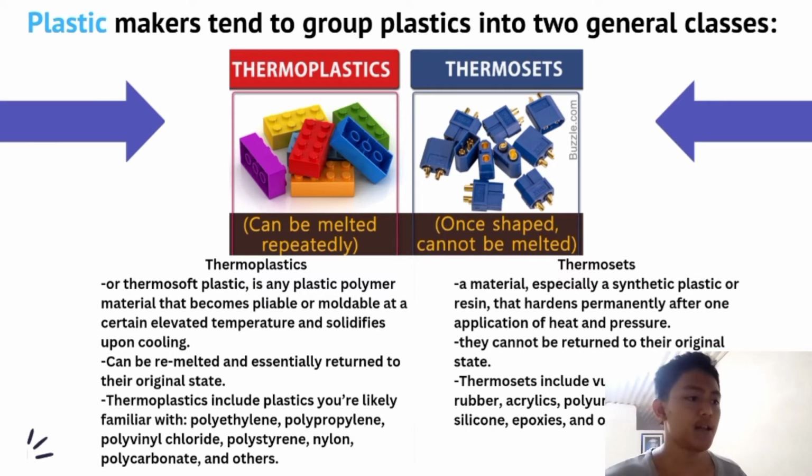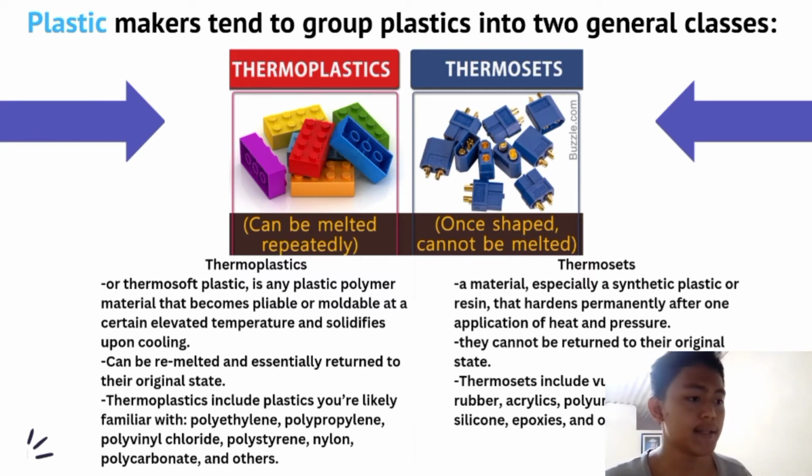So, plastic makers tend to group plastics into two general classes, the thermoplastics and the thermosets. So, thermoplastics or thermosoft plastic is any plastic polymer material that becomes pliable or moldable at a certain elevated temperature and solidifies upon cooling. So, can be remelted and essentially returned to their original state. So, essentially po, kapag halimbawa ininit mo yung plastic tsaka matutunaw, kapag na lumamig yun, babalik siya sa kanyang original state. Ayun po yung mga thermoplastics.